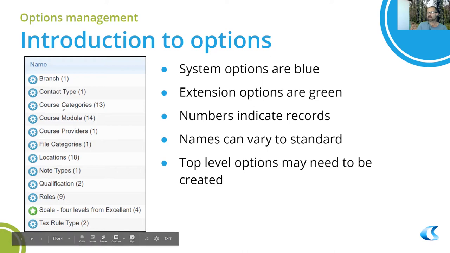You can vary these names, so all of these can be edited. So if you don't want to call it locations, if you want to call it region, something like that, or you could even standardize it to the AVETMIS names, which I think is training organization delivery location. You can change those names as well, but keeping them the same is useful, because then when we provide you with support, we'll be able to go straight to the right option if we're trying to troubleshoot.